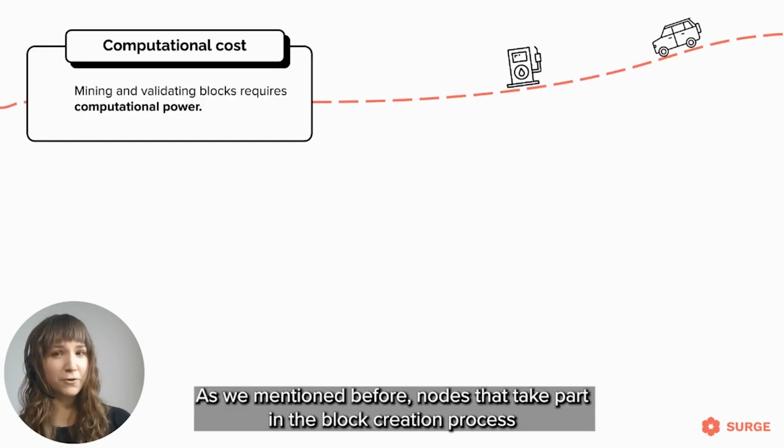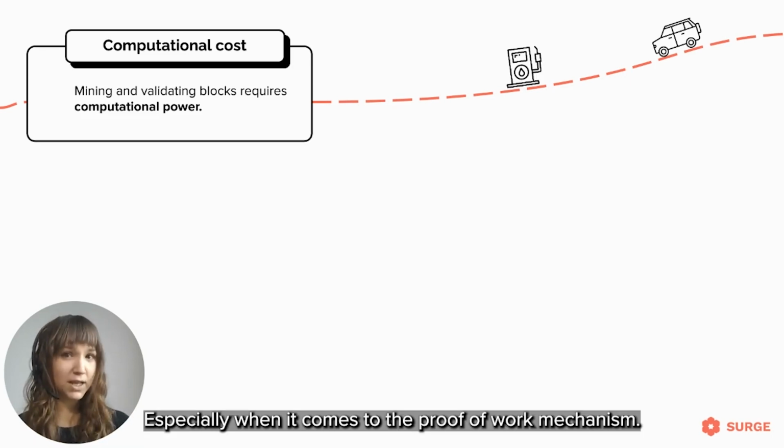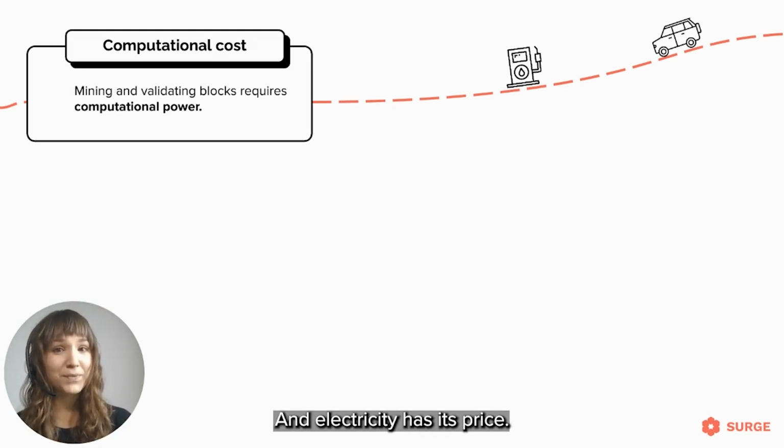As we mentioned before, nodes that take part in the block creation process have to have high computational power in order to process large amounts of data, especially when it comes to the proof of work mechanism. And in the real world, what we need to have that high computational power is electricity. And electricity has its price.